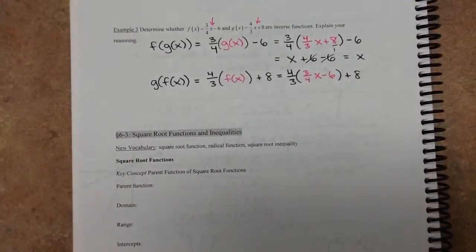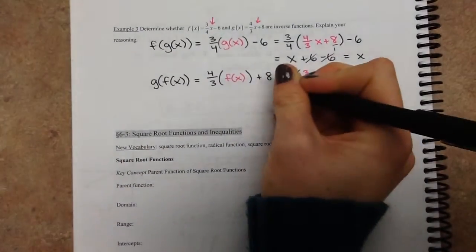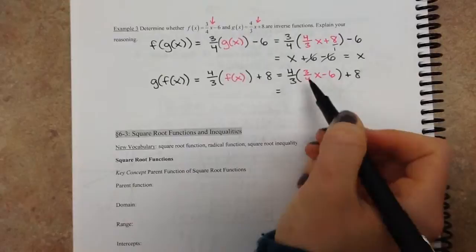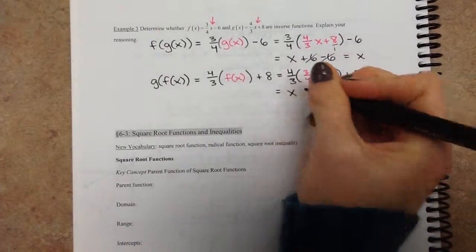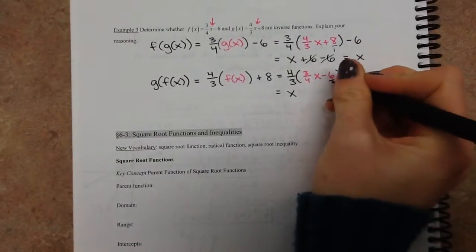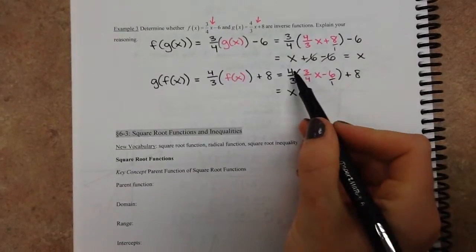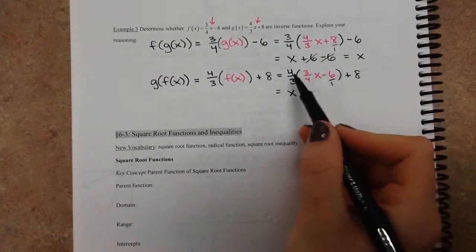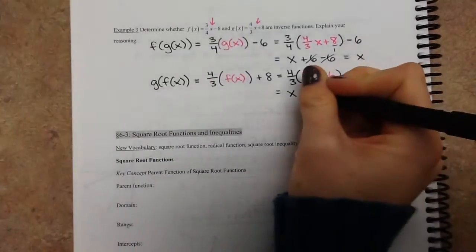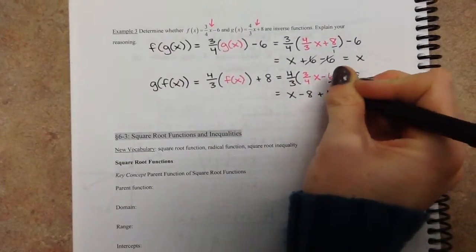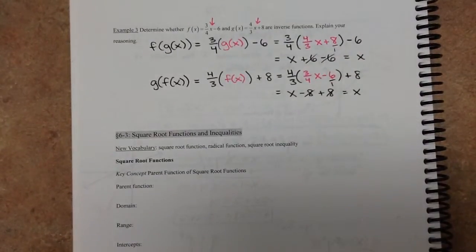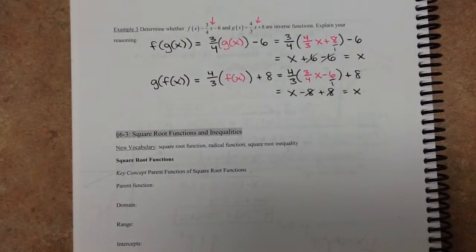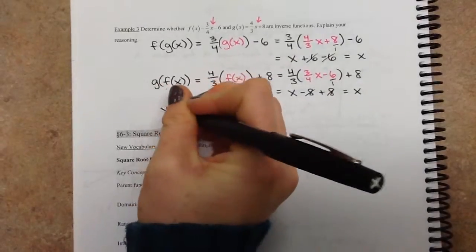So just like I did up above, I'm going to clean this up, see what I get. 4/3 times 3/4, just like up above, will cancel out. All I have left is the x. And once again, I can think of that as 6 over 1. So I have 4 times negative 6, which is negative 24, over 3, which is negative 8. Plus 8, and these will cancel out, and I end up just with x. So my answer would be yes, they are inverses of each other.